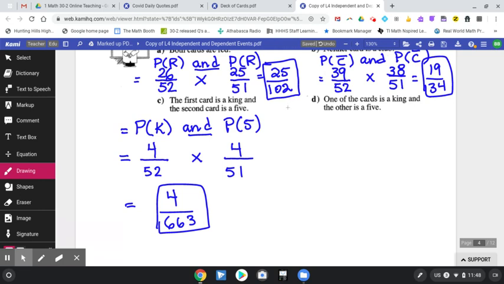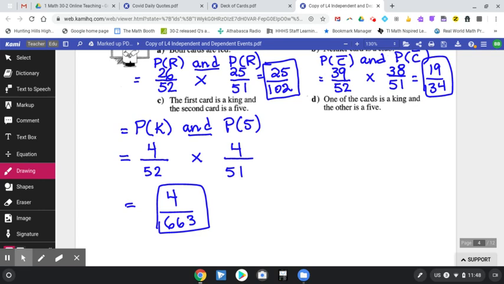And then with D, one of the cards is a king and the other is a 5. So this one's a little tricky because they don't tell us. It's one of those ones where, oh man, it feels like something is missing here. It's a little bit ambiguous. They didn't give us enough detail. So the detail that's missing here is the order. Which card is the king and which card is the 5?